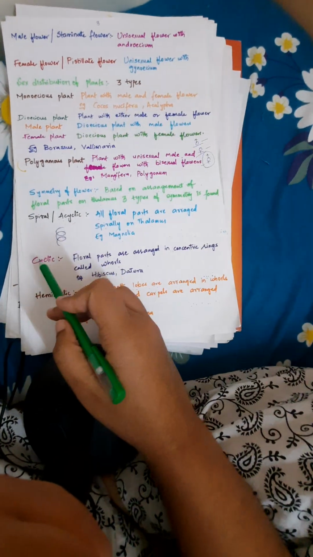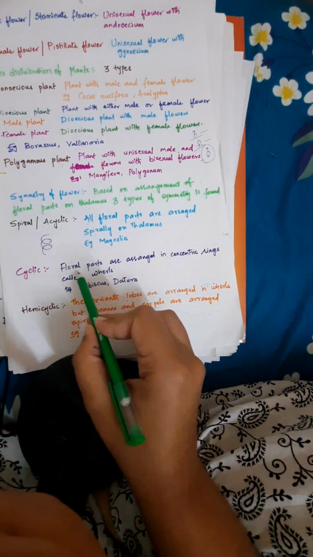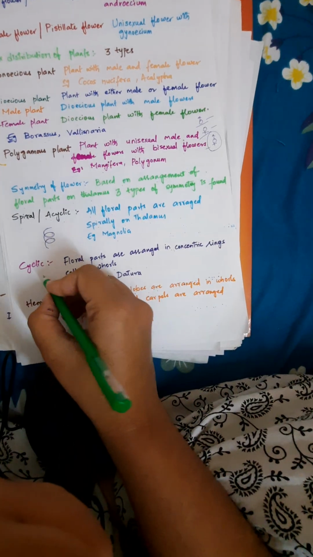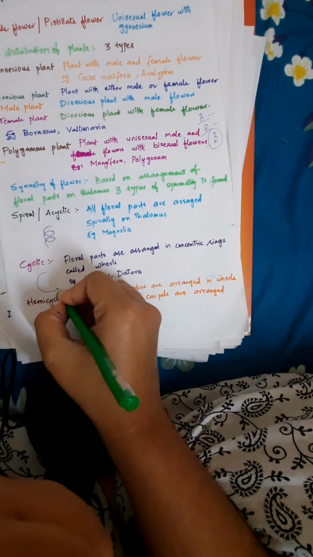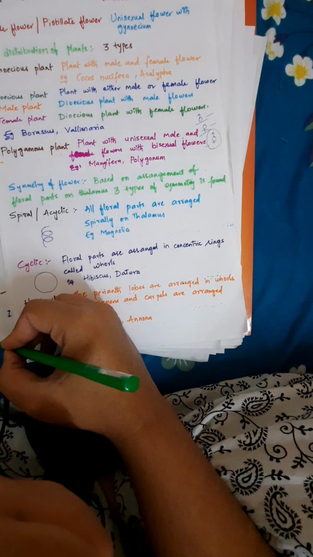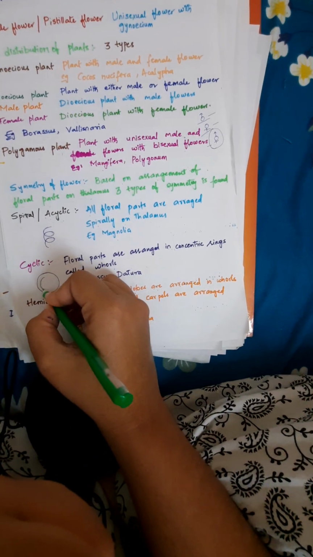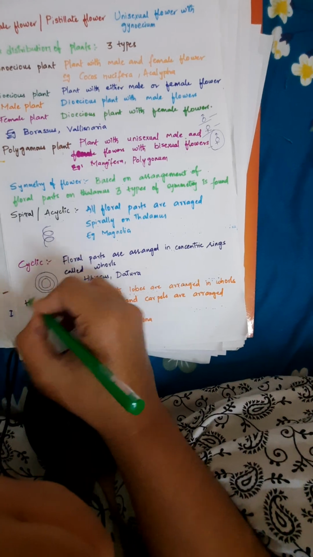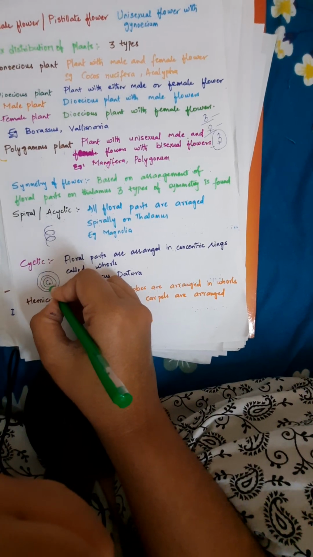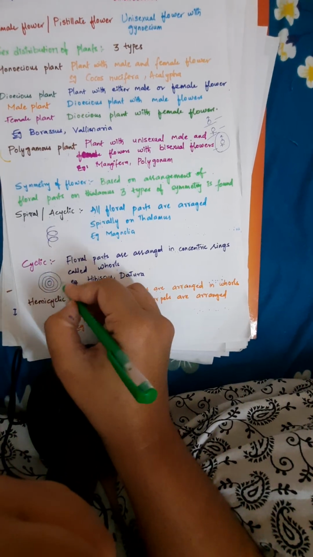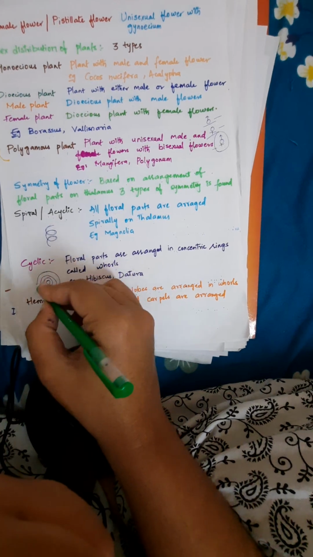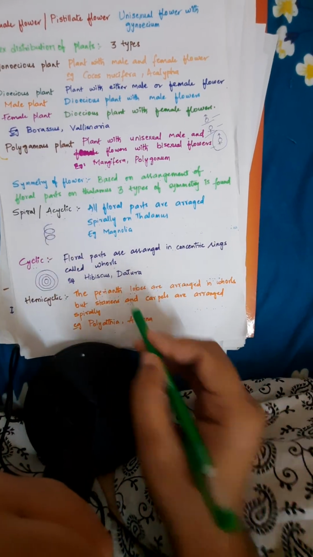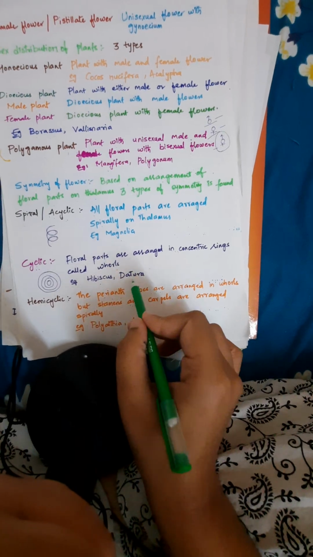Then the next one is the cyclic. Here the floral parts are arranged in concentric rings. See here, there are rings. This is the outermost ring, which we call the calyx. The next one is known as the corolla. The third one is known as the androecium, and the last and innermost is known as the gynoecium. So in this pattern the floral parts are arranged, so we call it cyclic flowers, which is seen in hibiscus and datura.